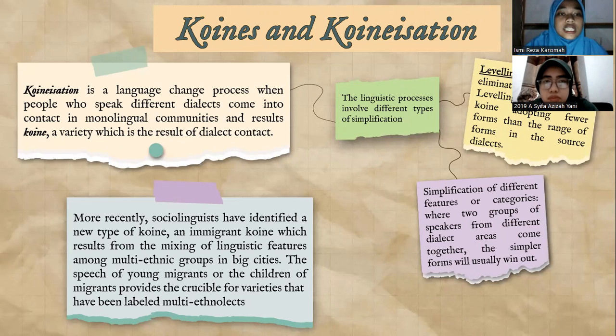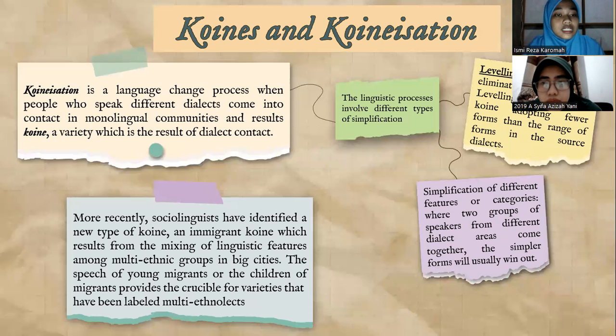So koineization is a language change process when people who speak different dialects come into contact in monolingual communities and the result is a koine, a variety which is the result of dialect contact. The linguistic process involves different types of simplification. The first is leveling, a process which eliminates marked variants. Leveling results in the koine adopting fewer forms than the range of forms in the source dialects.